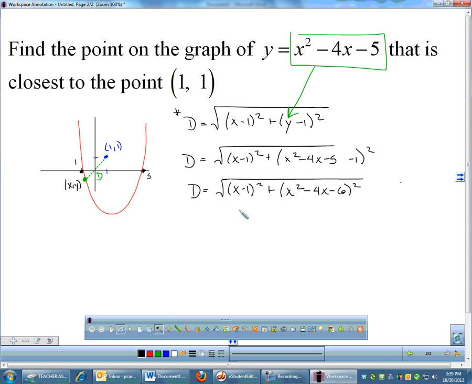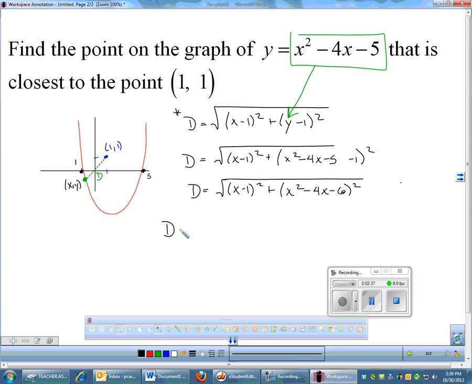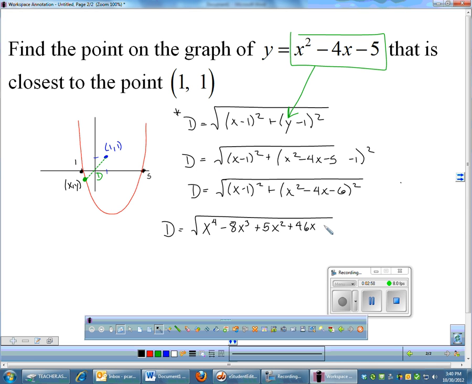But before I do that, I think it's going to be easier to clean up my radical. So we'll do some expanding and combining of like terms. And what you're going to end up with, I just punched it in my calculator right there, is x to the 4th minus 8x cubed plus 5x squared plus 46x plus 37. So that's what happens when you clean that up. And we will need to take the derivative of this.